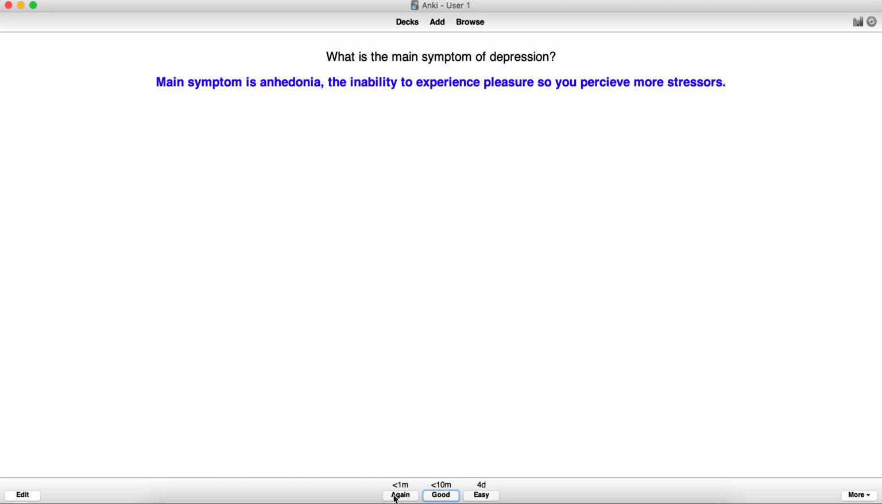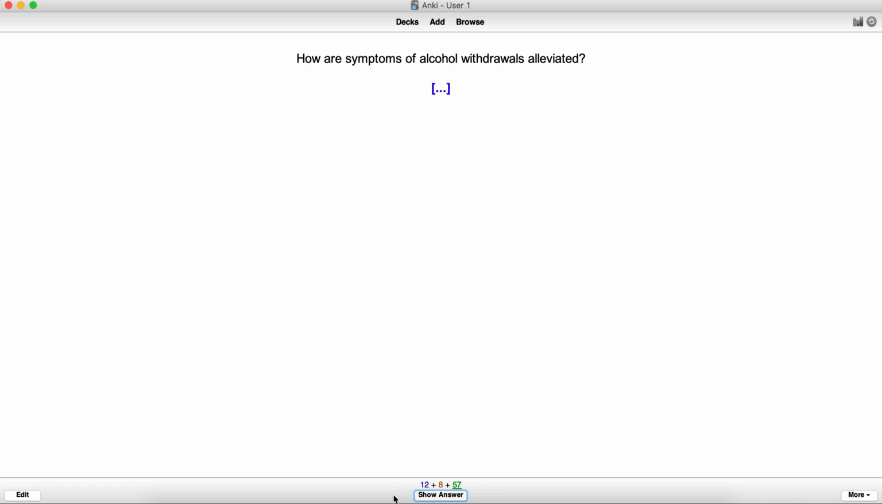What is the main symptom of depression? Anhedonia, in which you're unable to perceive pleasure, so you perceive more stress. How are symptoms of alcohol withdrawals alleviated? Alcohol withdrawals can be alleviated by using benzodiazepines.